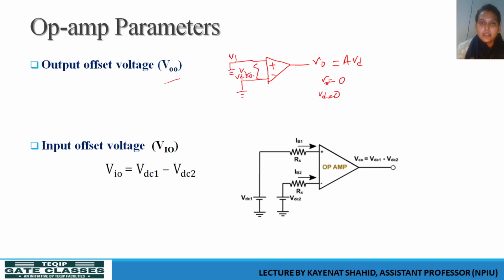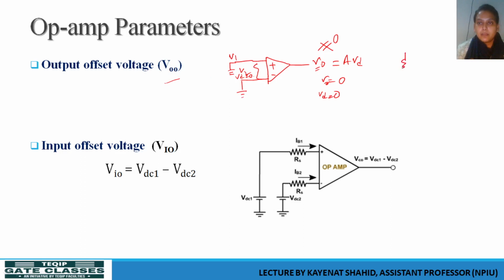But what happens practically, this is not 0. This VO is not 0 when we apply ground to both the terminals. That means V1 is grounded and V2 is grounded. In spite of that, we are getting a certain output voltage in the op-amp. Okay, so why is this happening?